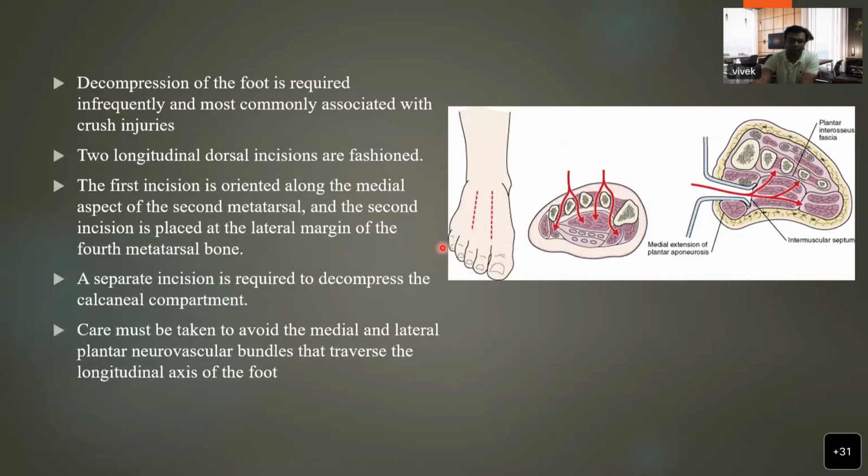Two longitudinal incisions are placed on the dorsum of the foot for decompression. The first incision is placed medial to the second metatarsal, and the other can be placed over the lateral margin of the fourth metatarsal bone. To decompress the calcaneal compartment, you might have to give another separate incision. Care must be taken to avoid the medial and lateral plantar neurovascular bundles that traverse the longitudinal axis of the foot.